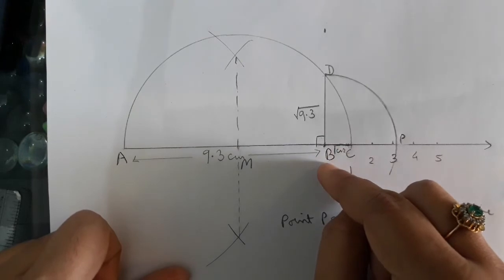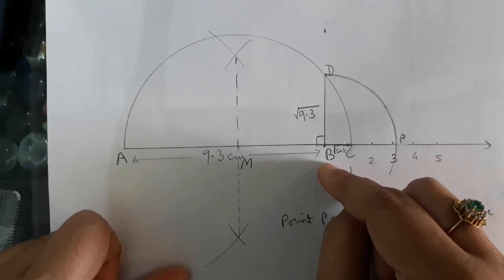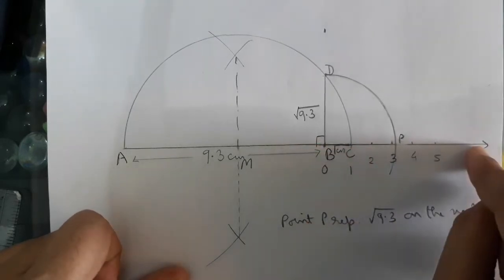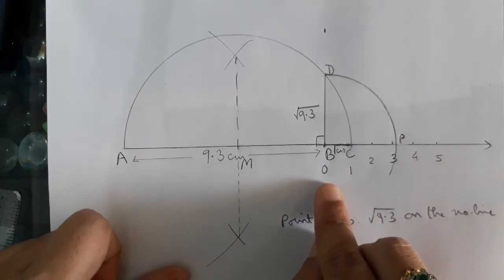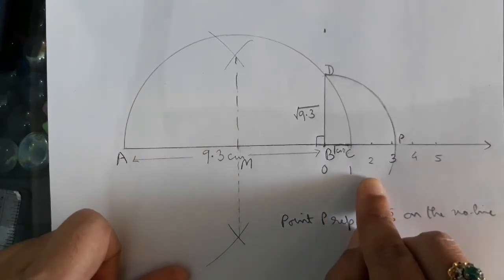Now we have to represent this length on the number line. There are 2 methods for it. You construct the number line over here itself and extend it. Point B we take as 0. Point C is 1 centimeter.